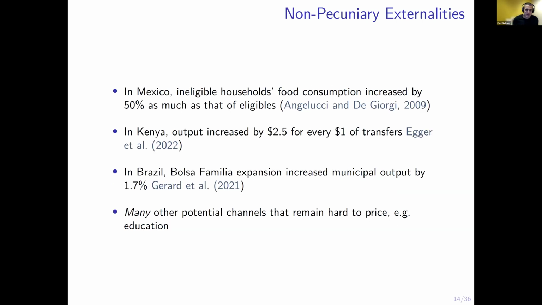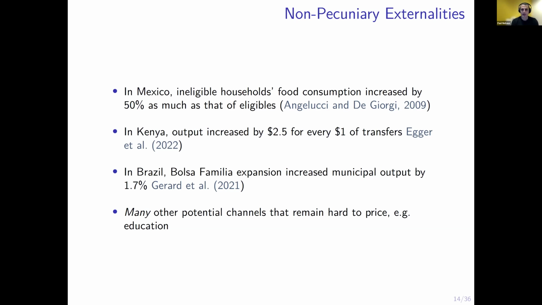Okay, non-pecuniary externalities, so things that we can't price. We have some good evidence, from a few studies, of fairly substantial effects on aggregate economic activity. The first really landmark study in this was from Mexico, from Progresa by Angelucci and De Giorgi. They simply documented that a lot of the benefits of Progresa as it rolled out accrued to ineligible households, not just to the eligibles.